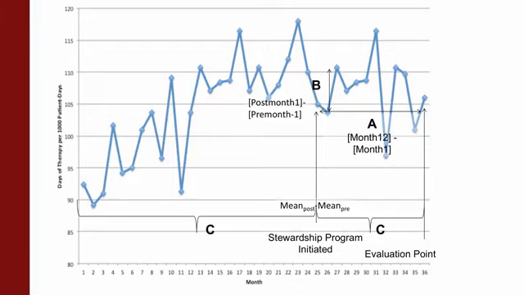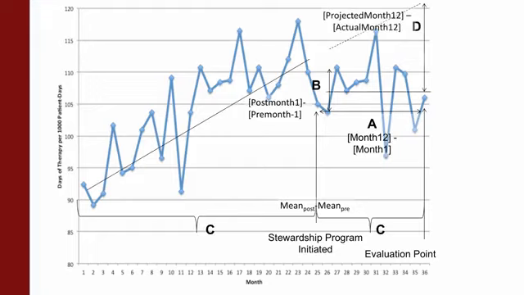A more accurate comparison would be to compare the observed trend in antimicrobial use after the intervention to the projected trend in utilization if the intervention had not occurred, noted by D. Although slightly more complicated statistically, this interrupted time series approach is recognized as the most valid way to analyze and present such data.